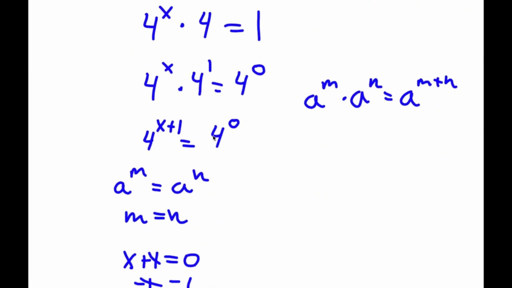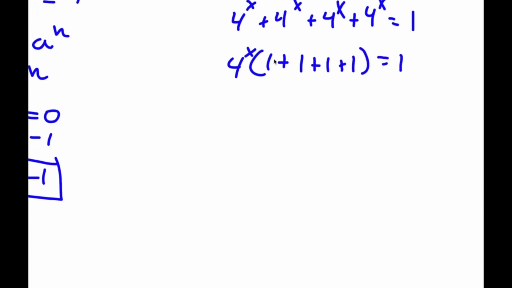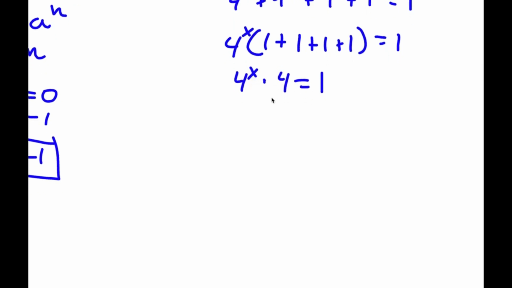Now another method to doing this is, well, we first start with 4 to the power of x plus 4 to the power of x plus 4 to the power of x plus 4 to the power of x is equal to 1. So I factor out 4 to the power of x, so I have 4 to the power of x times 1 plus 1 plus 1 plus 1 is equal to 1. Now if I simplify what's in the parentheses, I get 4 to the power of x times 4 is equal to 1. And now instead of multiplying these two, I'm going to divide both sides by 4. So then these two will cancel out.